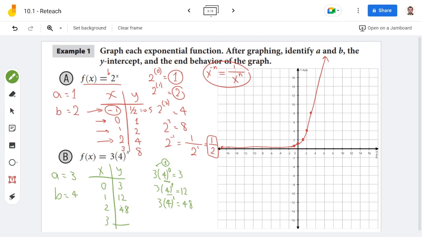So the first point, as you can see here, is 0 and 3. So 0 here, 3, it should be here. Then I have 1 and 12, so it should be somewhere here. Then we have 3 and 48. 48 is up there.